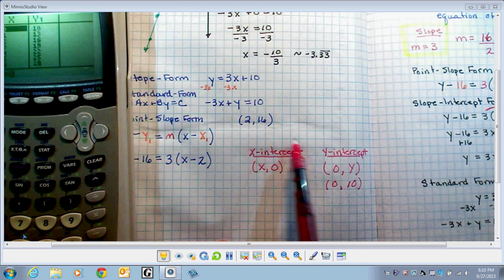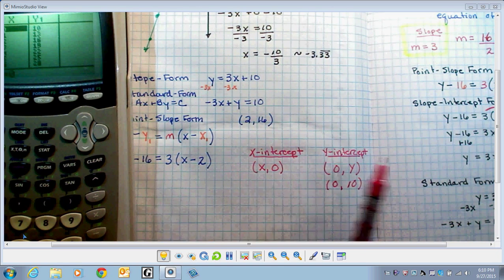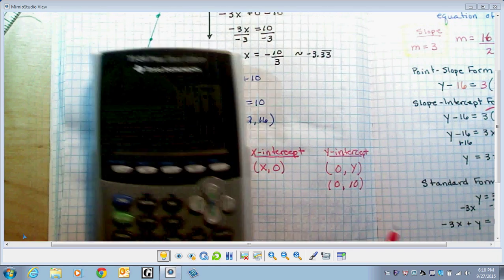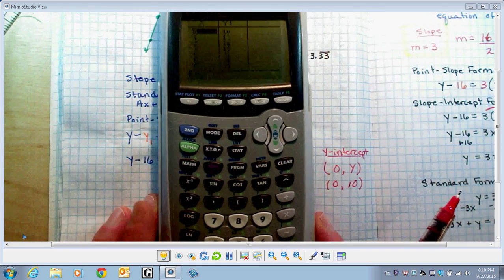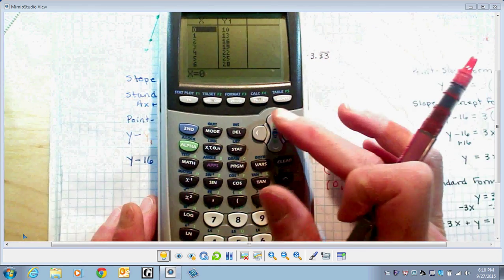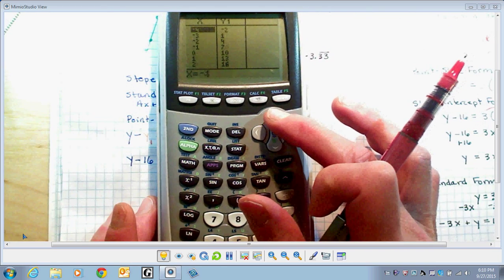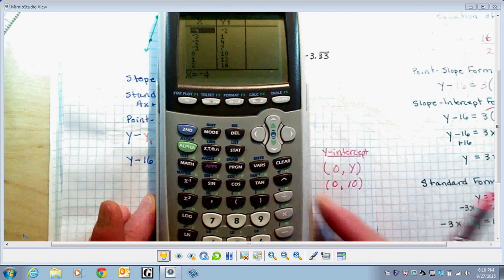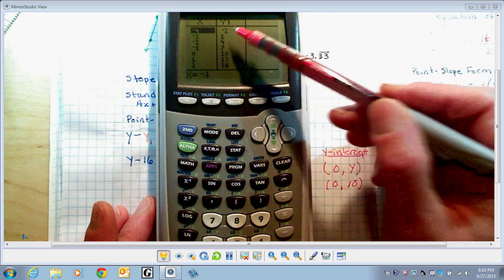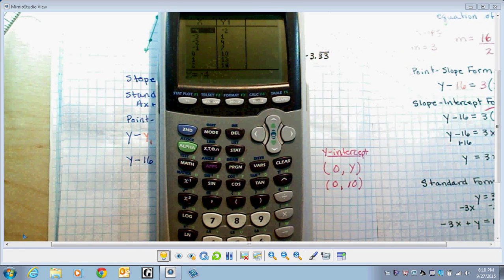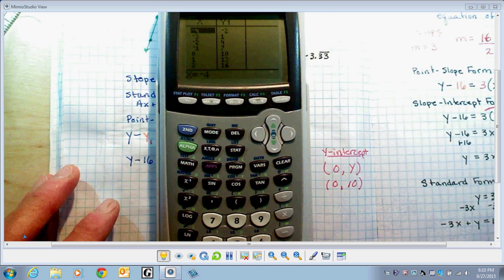But what about the x-intercept? That's a little trickier because I need to find where y is 0. So if I'm looking here, I'm going to scroll up. Y is getting smaller, smaller, smaller. Oh, but it jumps. It goes from 1 to -2. It's not telling me what the value of x is when y is 0. So there is a term that we use, and our calculator can still do this for us.